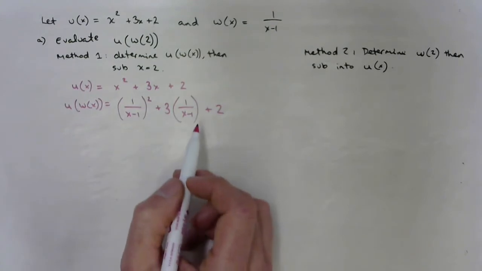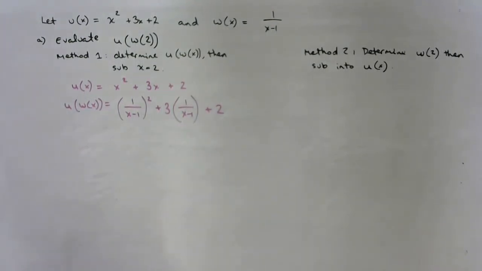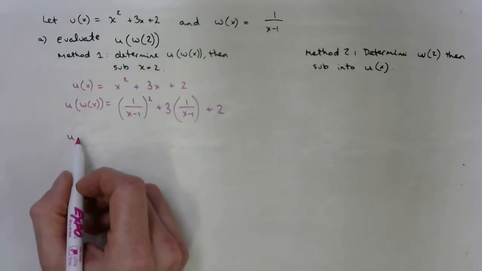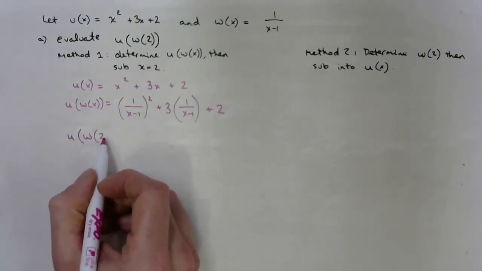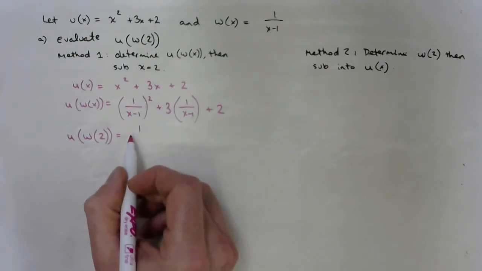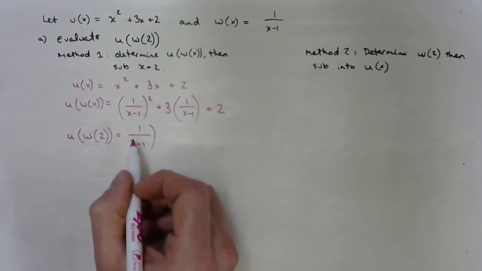I've done this. I don't really need to go through the work of simplifying it further than this. From here, I can sub in the value of 2 everywhere I see an x. Okay, so we've got u of w of 2 then is equal to this. Just copying down exactly what you have, but everywhere you see an x, you're going to sub in 2.